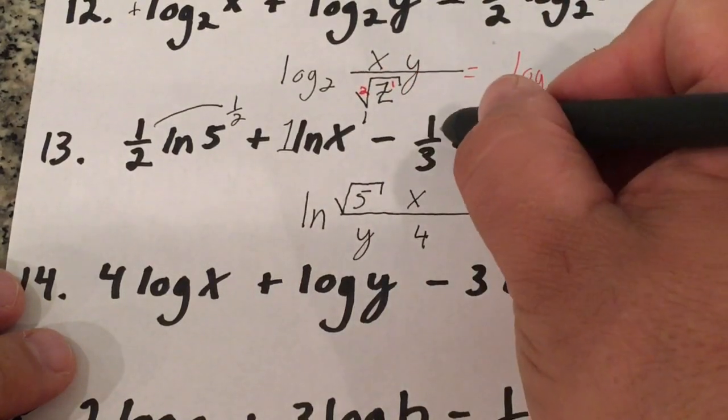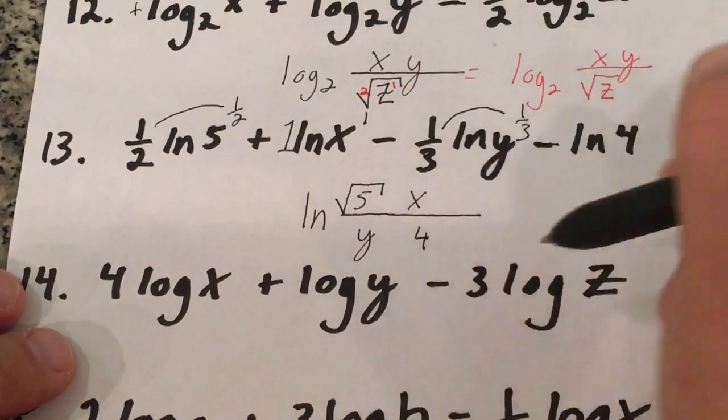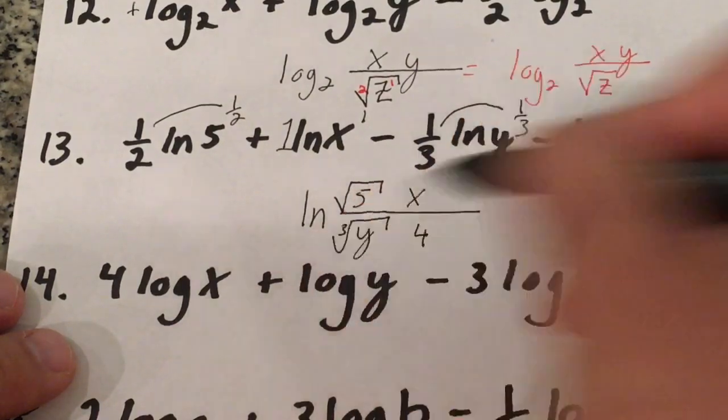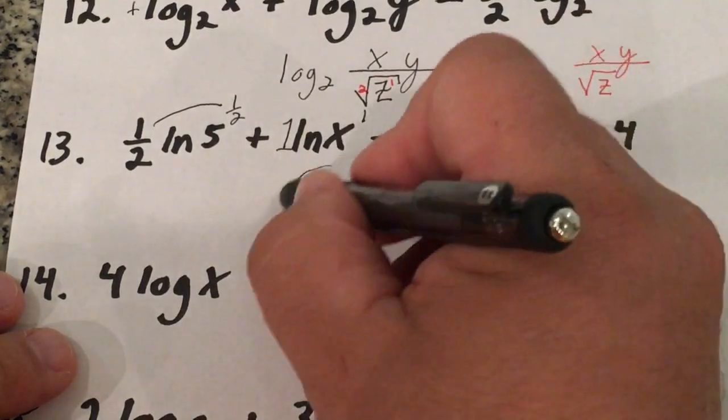Now the ln y, the 1/3 I'm going to rewrite up here as an exponent, and that's going to give me the cube root of y to the first. And 4 gets left alone.